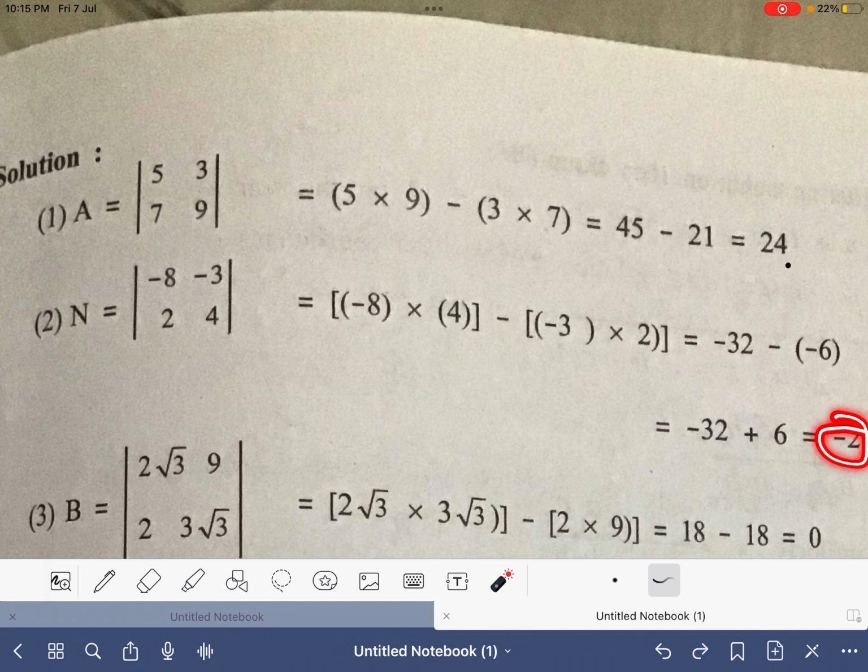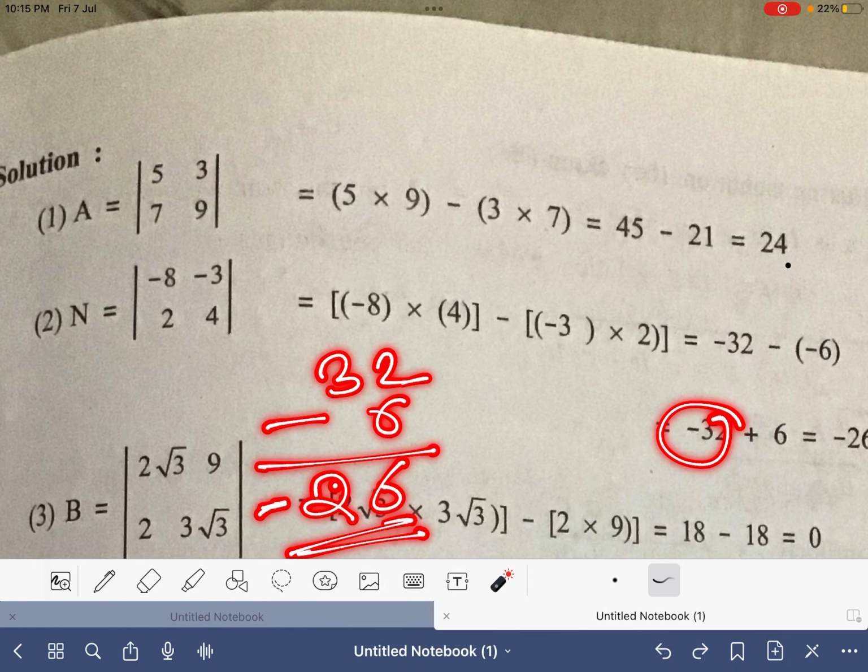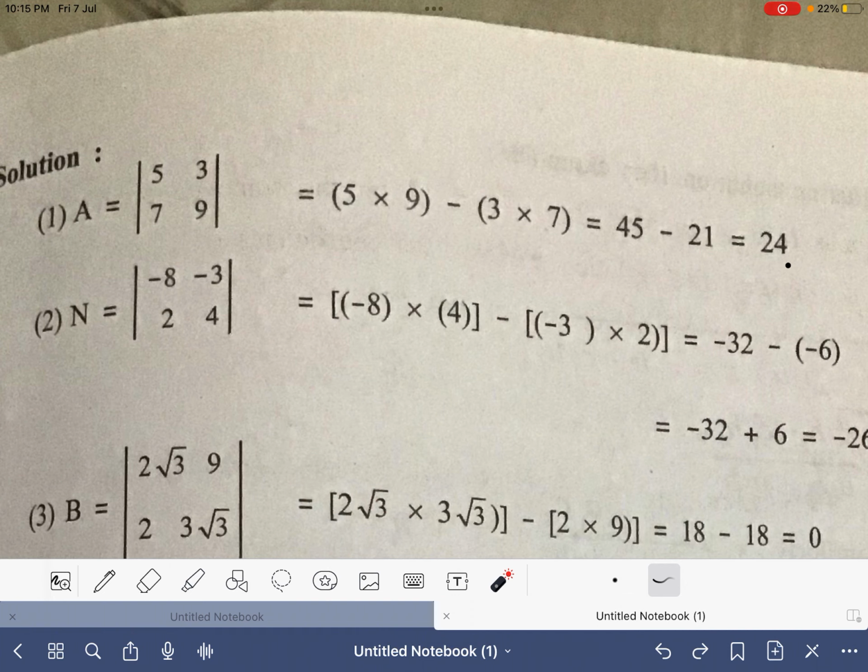So actually we have to find out the value. So 32 minus 6, so 6 plus 6 12, carry 2 and 1, so our answer is 26. But this sign, this is a bigger term, which is a negative, so we have to write a minus. So your answer is minus 26.